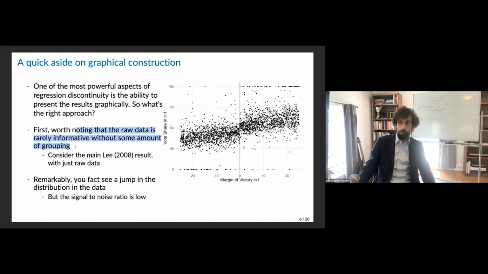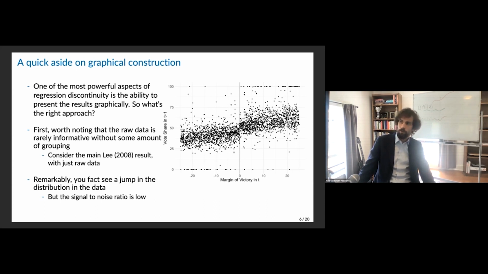It's really worth noting the raw data for the Lee paper is kind of hard. It's not really that informative. Now, I think the Lee one has this particularly striking jump here, so it's actually pretty good, all things considered. But there's a lot of RD papers where the raw data itself is just challenging to see what's going on. It helps that this variable is continuous. In a binary case, it's almost impossible to see what's going on.